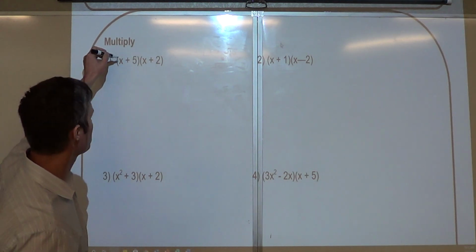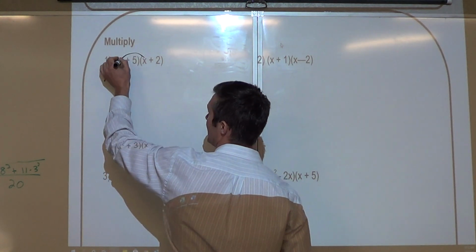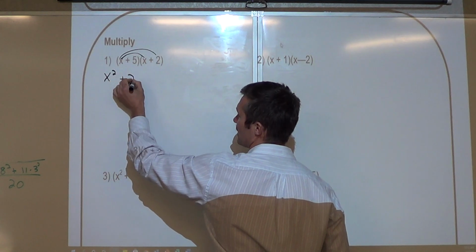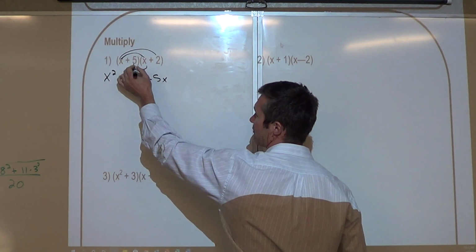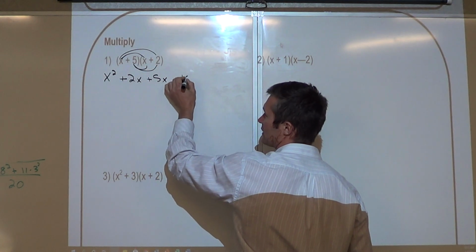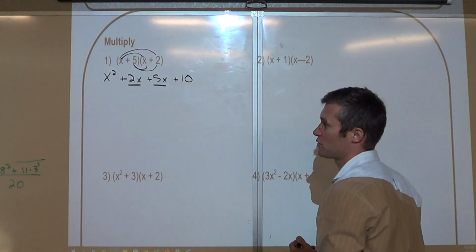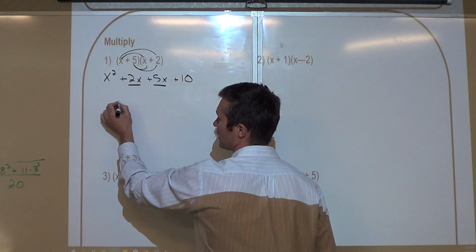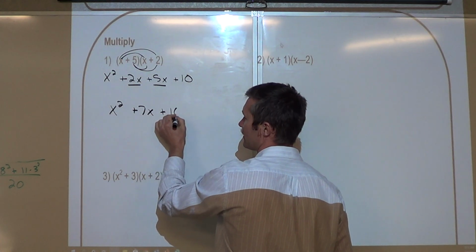So we're going to go through this distributive property: x times x, which is x squared; x times 2, which is 2x; 5 times x, which is 5x; and then 5 times 2, which is 10. Then I combine my like terms, which are those two middle ones. So x squared, 2 plus 5 is 7x, plus 10.